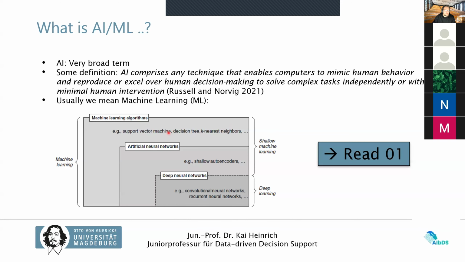We have support vector machines, decision trees, like these are shallow machine learning. We also have artificial neural networks that have one layer or something, and then there are the deep neural networks that have more than one layer, like convolutional neural networks. So these are model classes. These are the blueprints of the child, so to say. And then we have to train them.